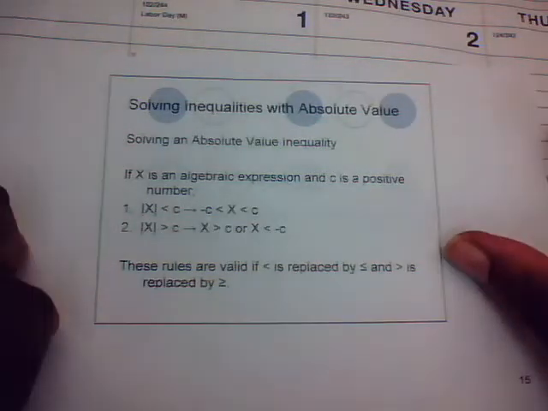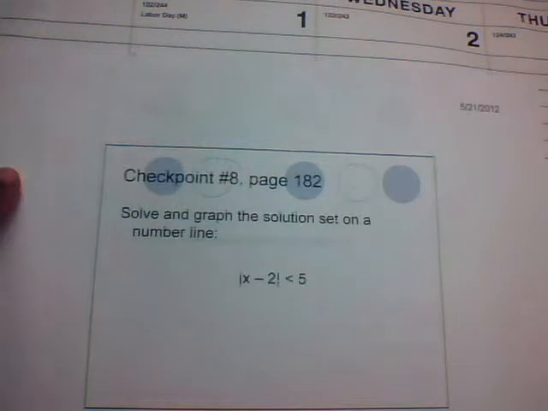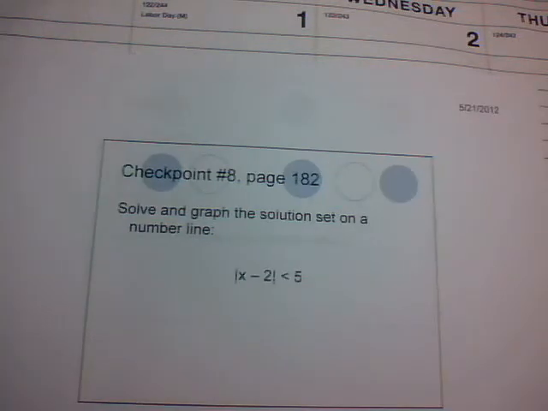And we're going to look at some examples that are like that. Take a look at this one. Absolute value of x minus 2 is less than 5.